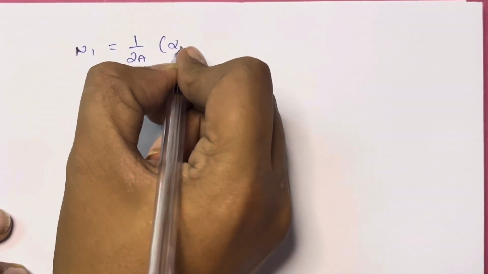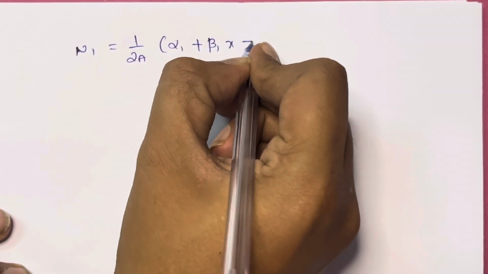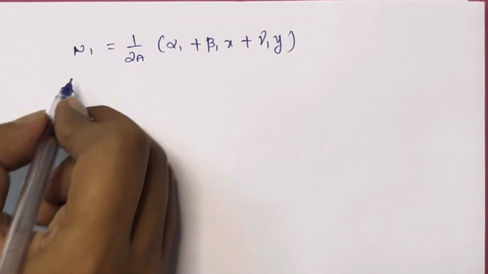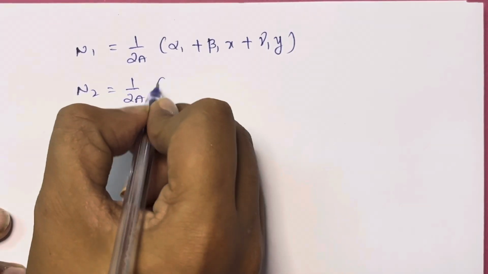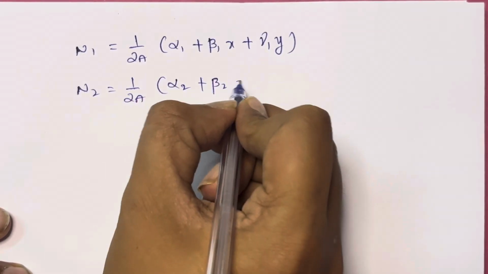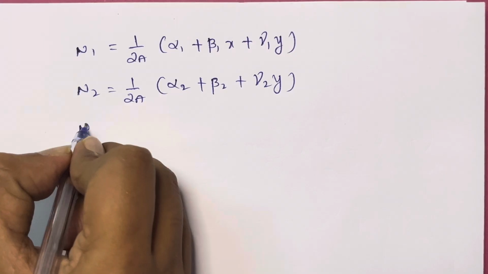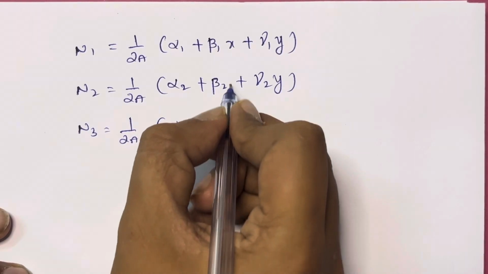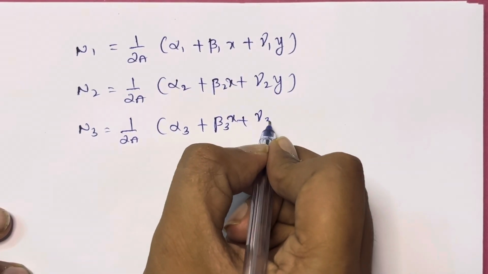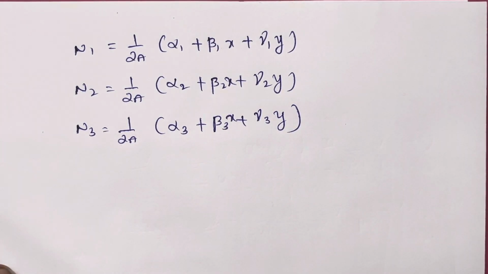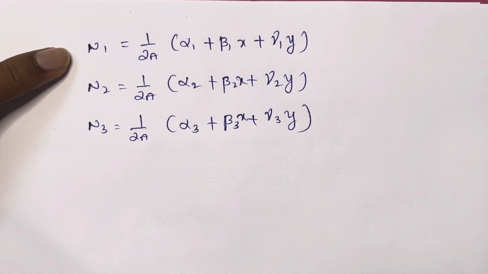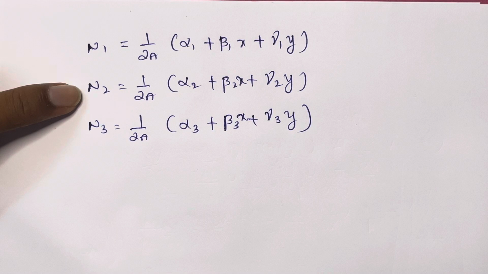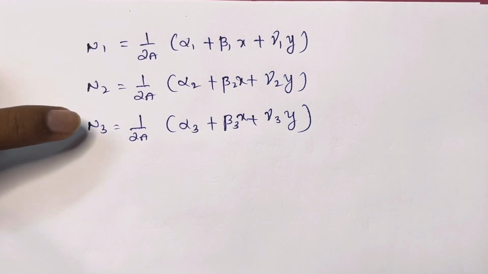Say shape function N1 is 1 by 2A (alpha 1 plus beta 1 x plus gamma 1 y). Similarly N2 is 1 by 2A (alpha 2 plus beta 2 x plus gamma 2 y). N3 is 1 by 2A (alpha 3 plus beta 3 x plus gamma 3 y). Now we have to find dou N1 by dou x, dou N1 by dou y, dou N2 by dou x, dou N2 by dou y, dou N3 by dou x, dou N3 by dou y.